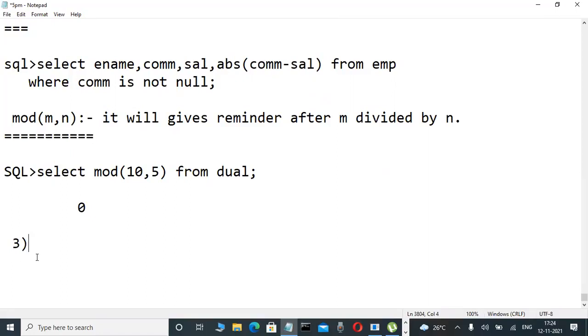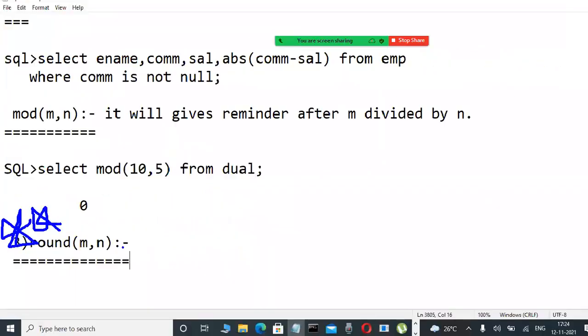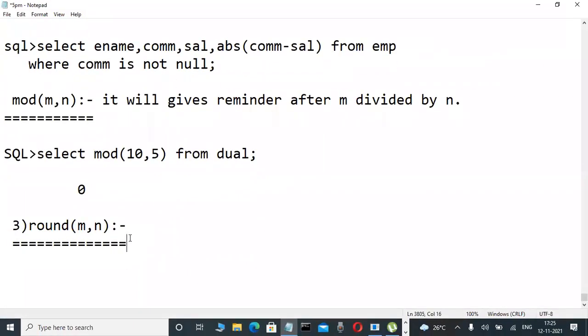And now here, this is a little bit of a big concept. Then only greatest is important, I will tell you. Now, this is also important. Round, write it. Round of m comma n. This is very interesting. Round of m comma n. Put a star on this because some interviewers ask round only on the number side, and trunc on the date side. Round m comma n is also a format.